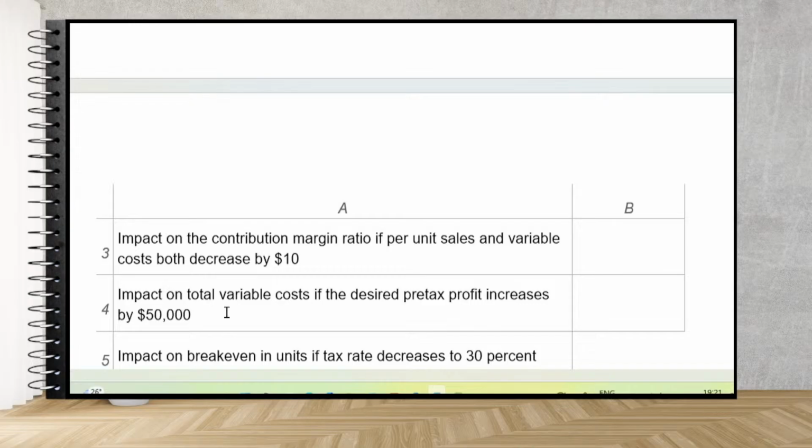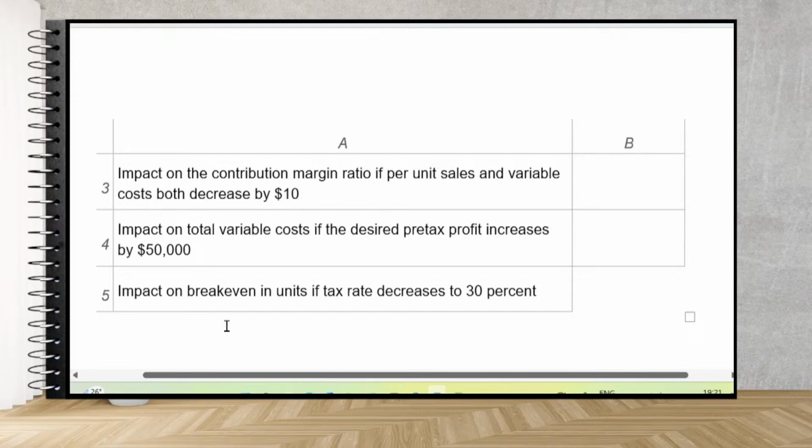So to achieve the increased desired pre-tax profit level, you need to sell more quantity, 50,000, to achieve the additional profit. If you need to sell more quantity, that means your total variable cost gets increased. Variable cost per unit may be constant, but the total variable cost increases due to the sale of more units. So here also it increases. In the third it is an increase, in the fourth also it is an increase.